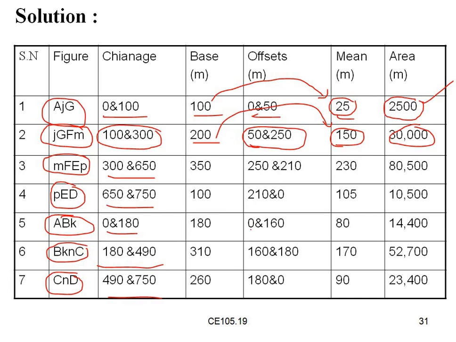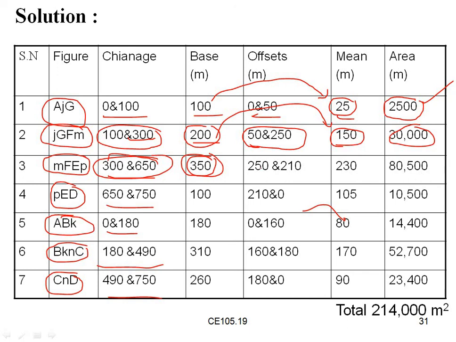Next, again in these offsets, the base is 350. Where will you get this base? By this change. Here you can see this is the base we are getting generally. See here, 100 plus 300, 400, 400 by 2, 200. Same like that, 300 plus 650, you will get 950, so 950 by 2. In this chain edge we have to do the minus. So 650 minus 300, you will get 350.